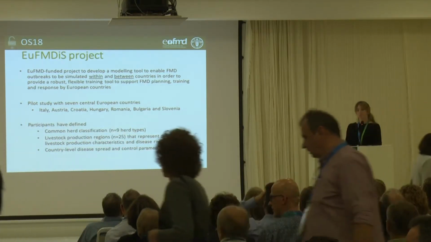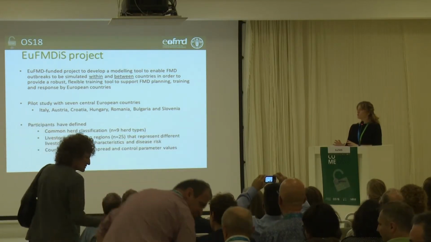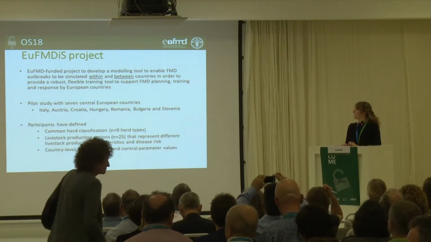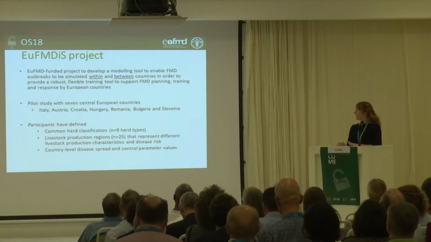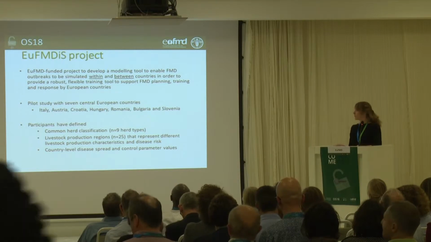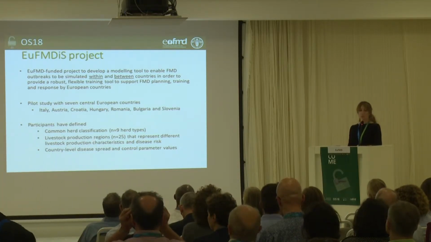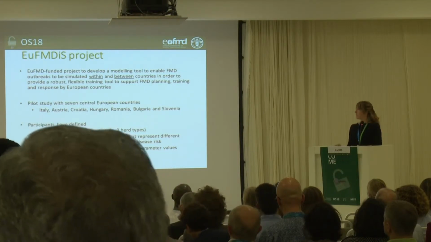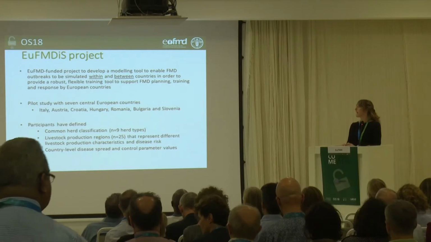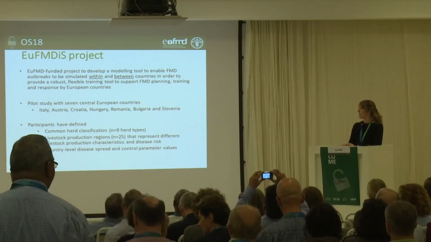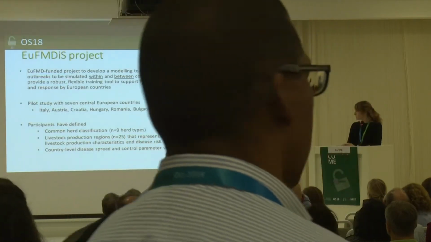The EuFMDiS project is a EuFMD-funded project to develop a robust and flexible tool that allows us to simulate FMD outbreaks within countries and between countries in Europe in order to support FMD planning, training, and response by European countries. At the moment, these are the countries involved in the project: Italy, Austria, Croatia, Hungary, Romania, Bulgaria, and Slovenia.